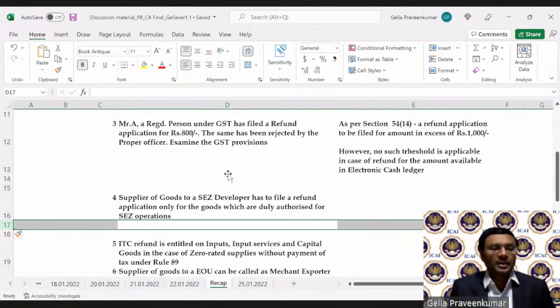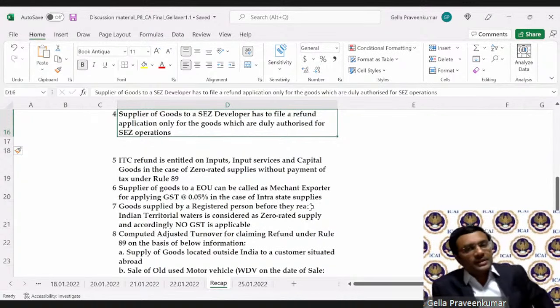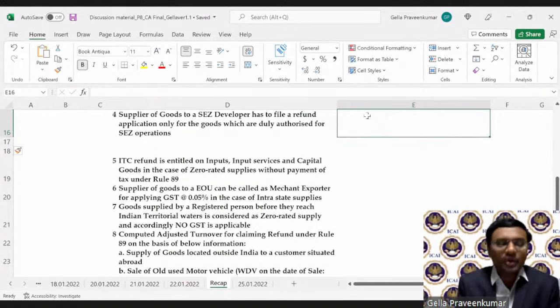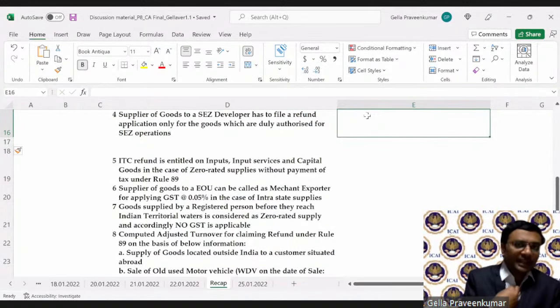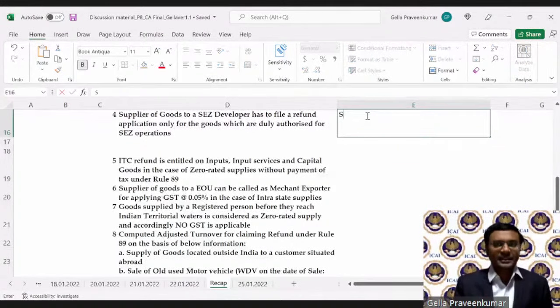Coming back, question number 4. Supplier of goods to a SEZ developer has to file a refund application only for the goods which are duly authorized for SEZ operations. Now, this question is asking the important point. As a supplier, when I supply goods to a SEZ developer, is there a condition other than zero rated supply? So here we have to understand 2 aspects. Section 16 read with Rule 89.